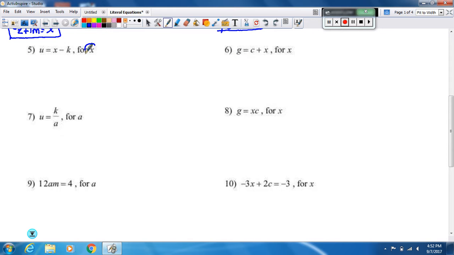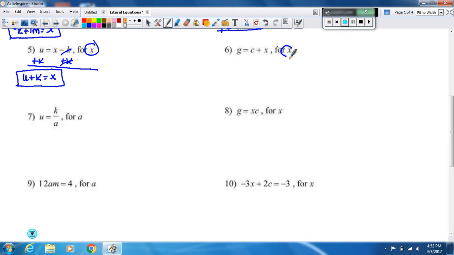The next one I'm solving for x. So I take my finger and cover up the x. I have to get rid of a negative k. The opposite of negative k is positive k. So you have to put a positive k on both sides. U plus k, just write down what you see, equals, bring down your x, opposites cancel, x is by itself.